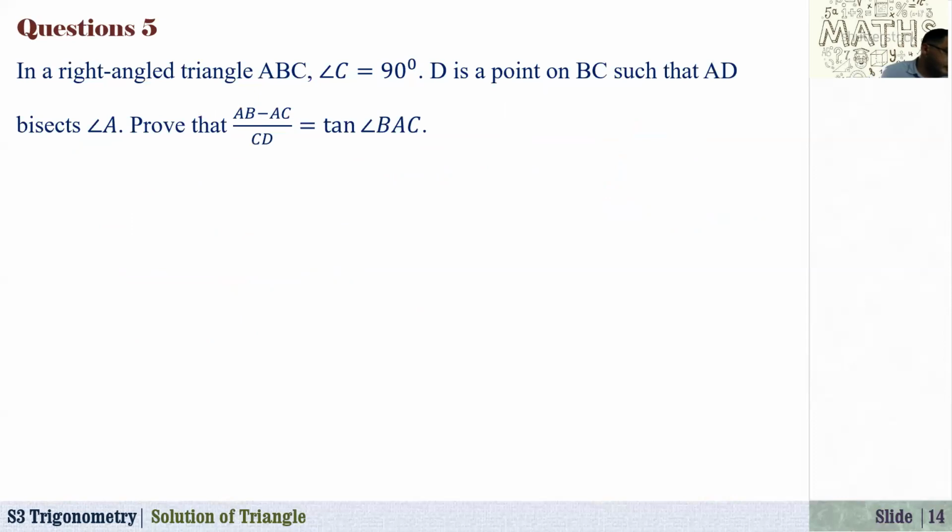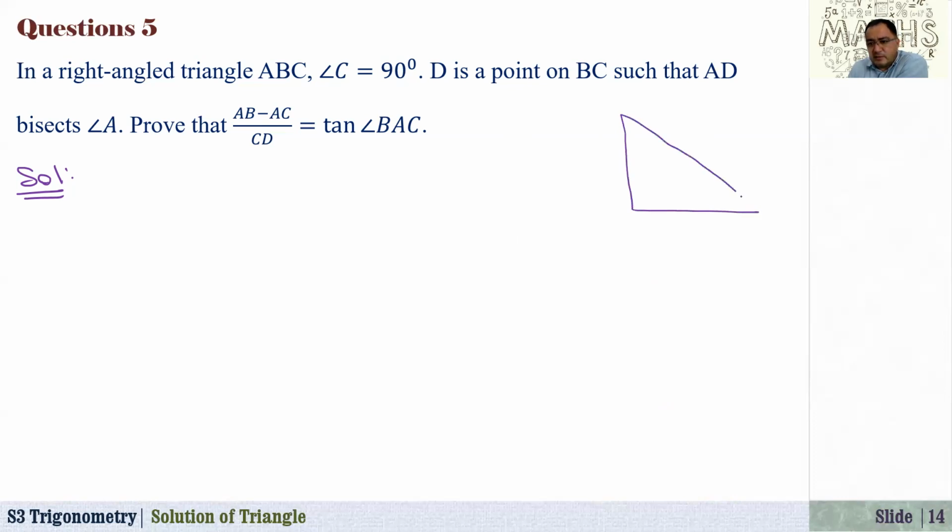Anyway, another question. Solution. In a right angle triangle ABC, angle C equals 90 degrees. D is a point on BC such that AD bisects angle A. Prove that AB minus AC over CD is equal to tangent of BAC. The kind of questions with letters may be a bit confusing, so let's just simplify this problem.